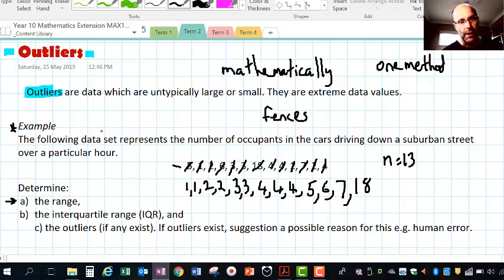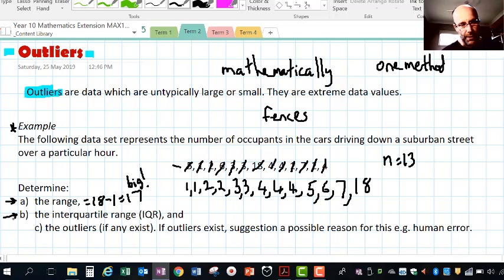Determine the range first. Okay, the range is the largest number minus the minimum value, and that would be 18 take 1, which is 17. The range is 17. Now, compared to the size of most of the numbers there, the average might be somewhere around 4. That range is big. It's relatively big. So that means maybe there's an outlier, but that's only a supposition.